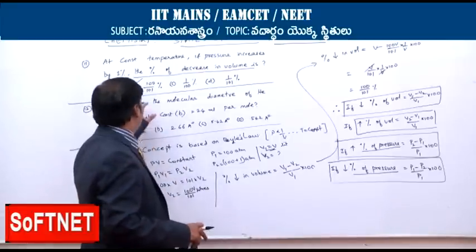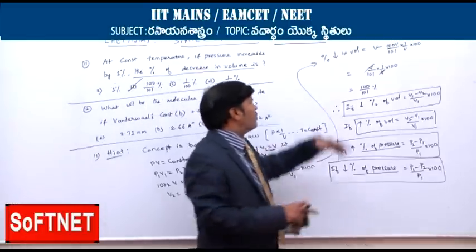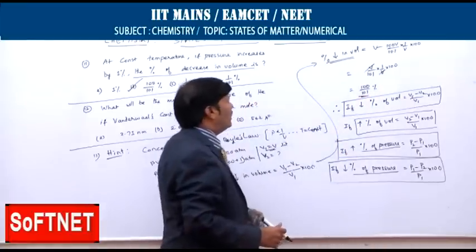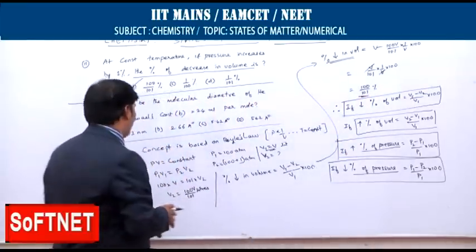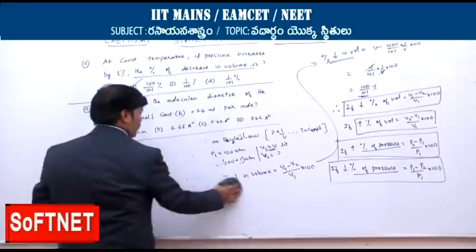So, the final answer we got is 100 by 101 percent. Here we already got the percentage decrease in volume as 100 by 101%. So, now we will go for the 12th question. I am going to give the hint for the 12th question.